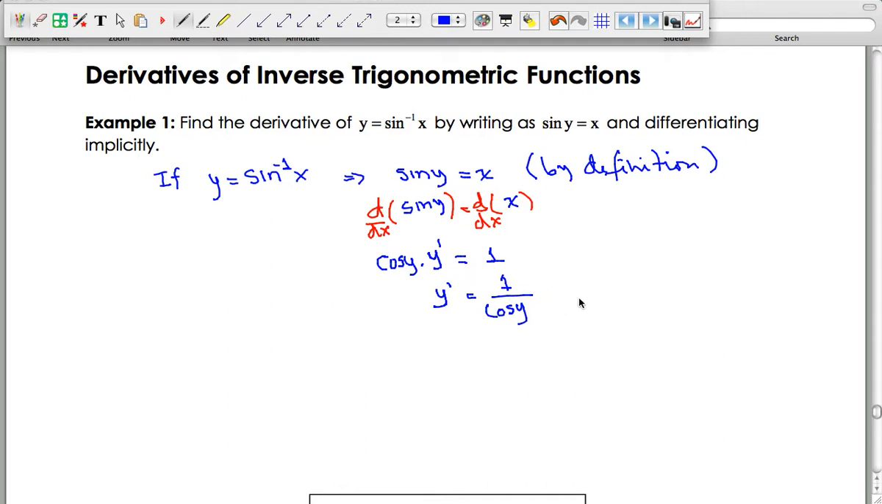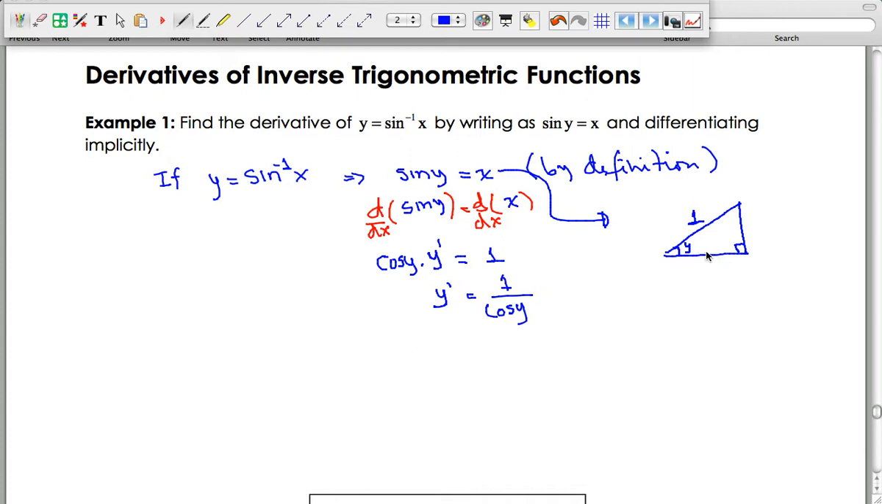Let's create a right triangle where sine of y equals x. Okay, here's my right triangle. Y would be my angle. And let's say that the hypotenuse is 1 to make everything simpler.